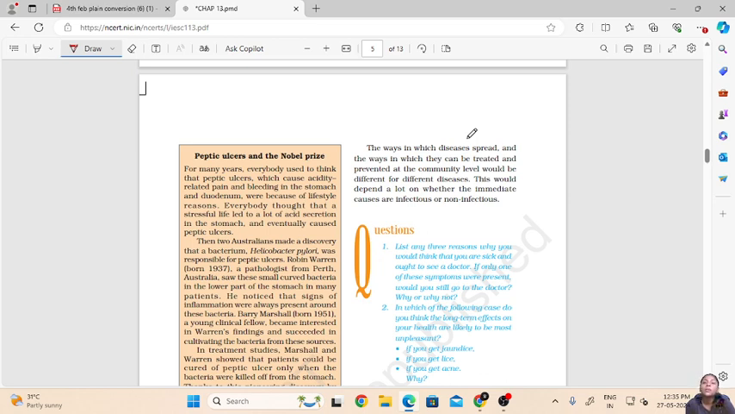Then how they can be prevented at community level will also be different. The preventive measures for both these types of diseases will be different, and this would depend a lot on whether the immediate cause is infectious or non-infectious. So as I have already said, the spread, the treatment and the prevention of disease will depend a lot on whether the cause of disease is infectious or non-infectious.